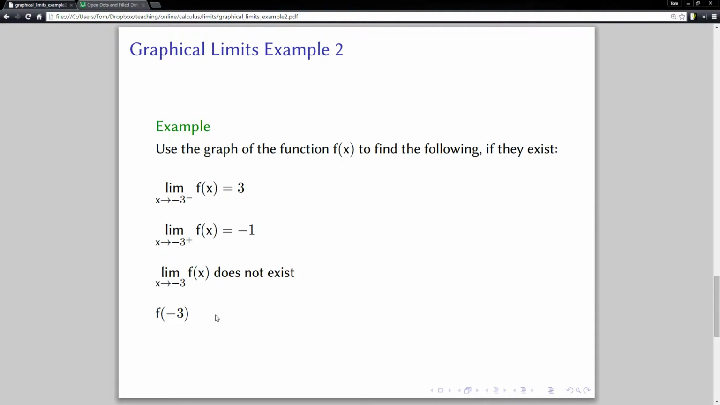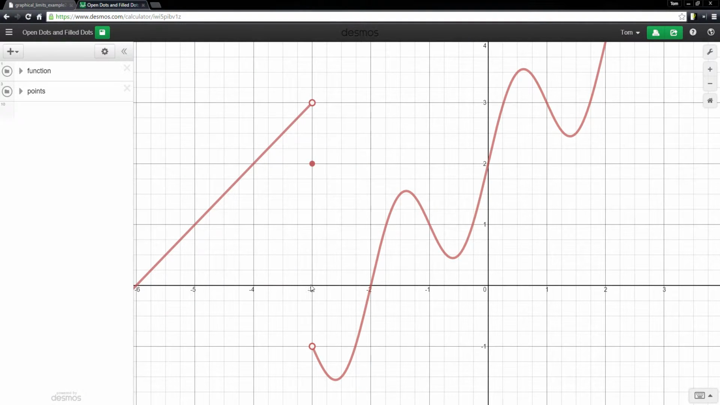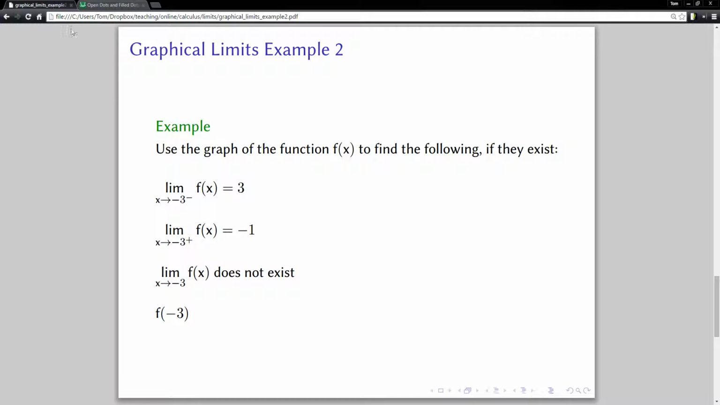The function value at negative 3, what I would do is look at the graph here, since that's all the information I have, and I would find the filled dot corresponding to that, and here it is. And if I look over here, it has a y value of positive 2. So what that means is that f of negative 3 is equal to positive 2.